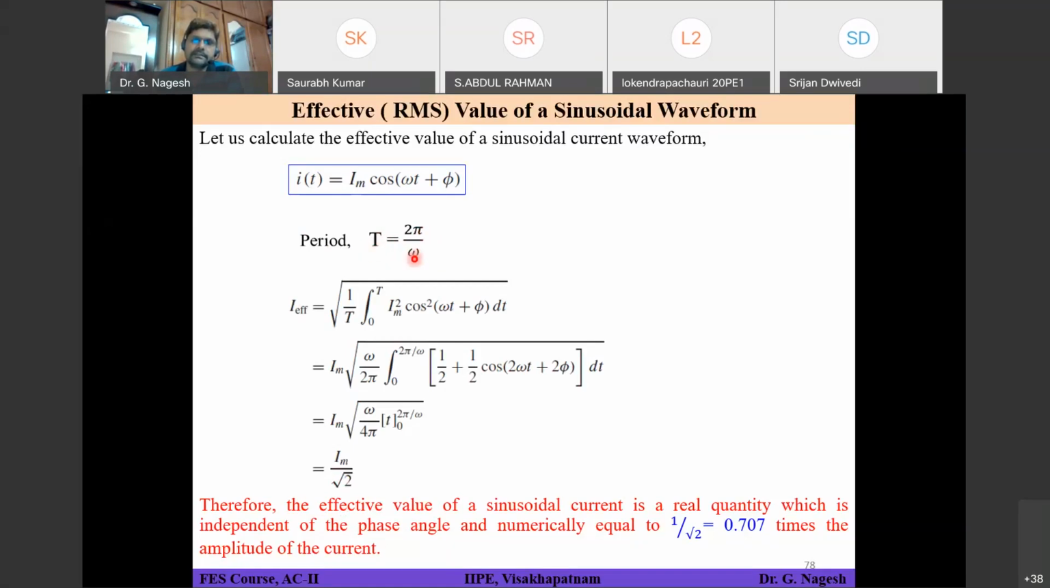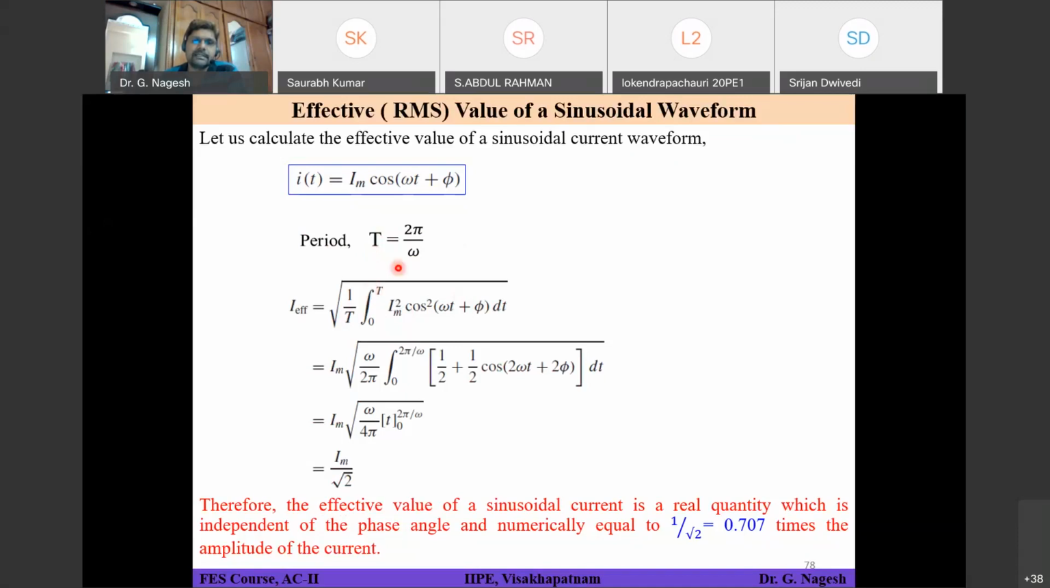Your limits are between 0 to T, so you should have 2 pi by omega. Then you have to substitute that current in this expression and solve it. This is simple mathematics only. So root of 1 by T integral 0 to T of I max square into cos square of omega t plus phi, which is nothing but this I of t function. You are integrating between 0 to the time period T.